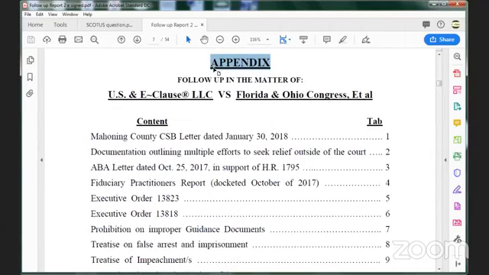Obviously, you want to identify it as what it is. This is the attachment. You know, in the preface, I say how many words, how many pages, not including the appendix, right? This is the appendix. So this is the follow-up. This is an attachment pursuant to the follow-up, and this was the U.S. and E Clause LLC versus Florida, Ohio, and Ohio Congress et al.